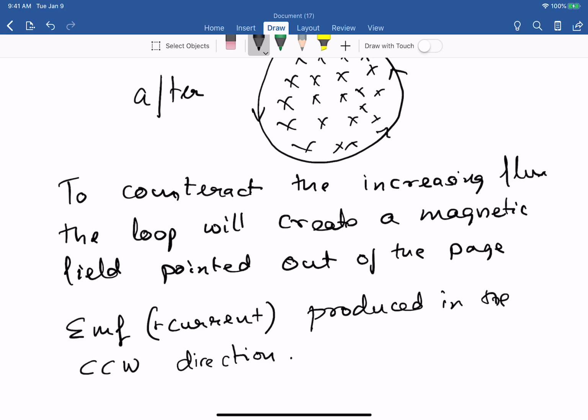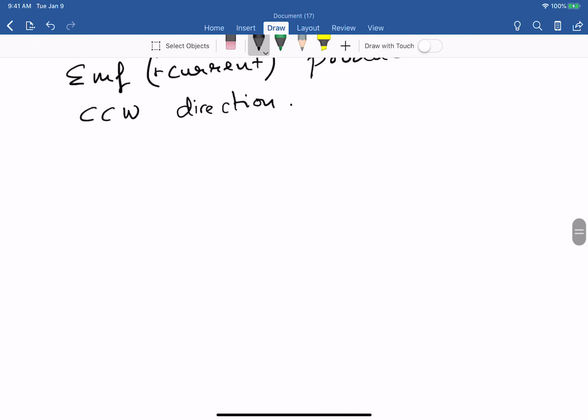Right? Okay, just for completeness, I will do one more example. So let's just say that you have another loop of wire. And let's say that this time you have a magnet, which is, so I'll just draw the side view first.